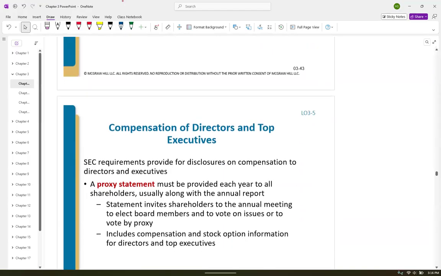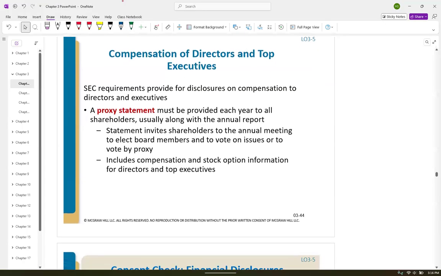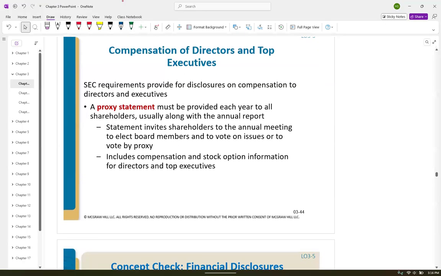Okay. Any compensation of directors and top executives. Okay, a proxy statement. This needs to be provided each year to all shareholders, usually along with the annual report. Okay, this invites the shareholders to annual meetings to elect the board members, vote on issues, or to vote by proxy. Okay, includes compensation, stock option information for directors and top executives.